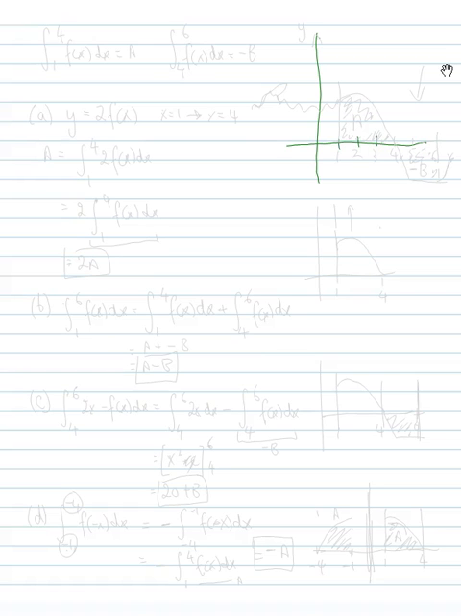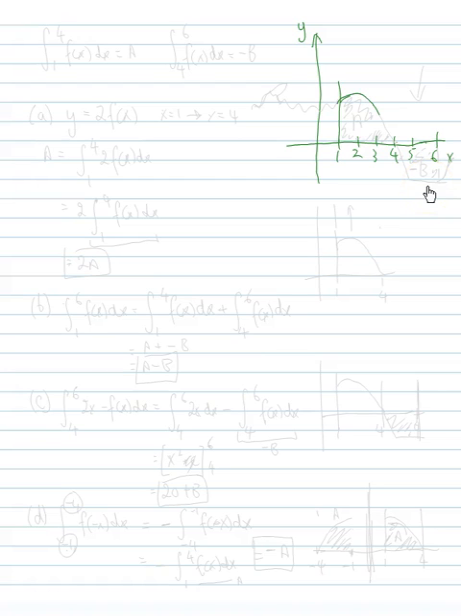6. So let me just mark 3, 4, 5, 6. Let's label that 1, 2, 3, 4, 5, and 6. And we know that for x values from 1 to 4, the function is positive. So we're told it's greater than or equal to 0. So all we know is that the function is above the x-axis from 1 to 4. And then from 4 to 6, the area under the function is a negative value.